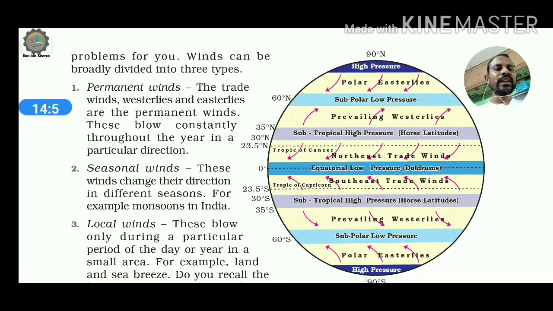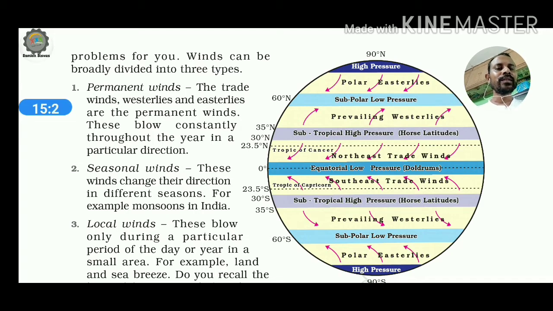Next, easterlies and westerlies. What is the meaning of easterlies? Easterlies means the wind system which blows from the eastern side towards the west. Whereas westerlies means the wind blowing from the western side to the eastern side. I think the easterlies and westerlies are also clear to you.